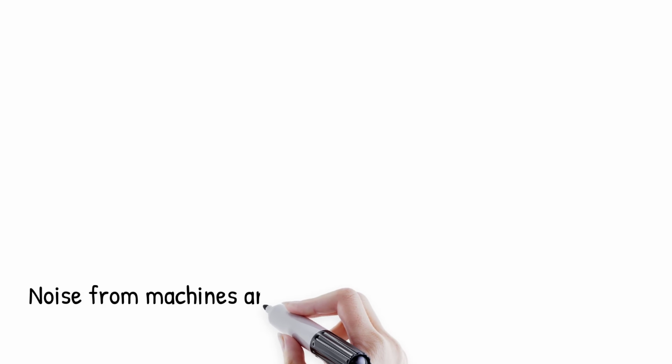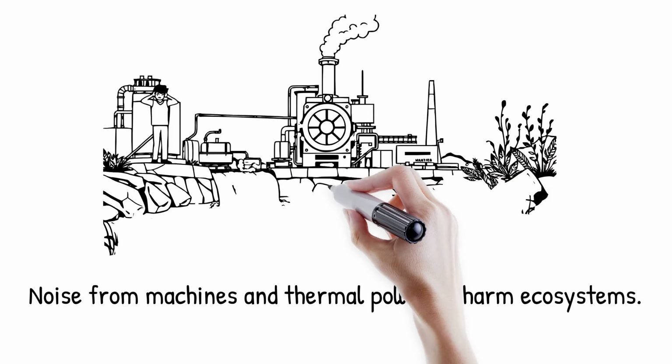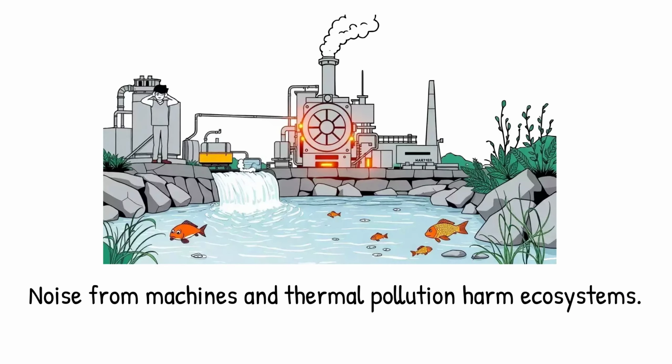Noise pollution comes from loud machines used in industries, which can affect hearing for people nearby. Thermal pollution happens when industries release hot water into rivers or lakes, damaging aquatic ecosystems.